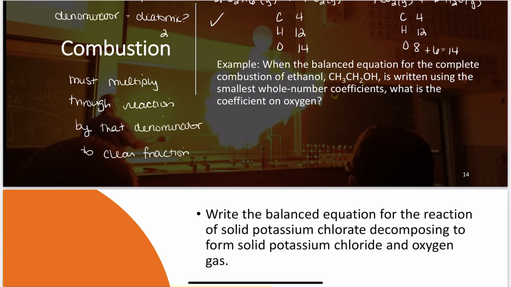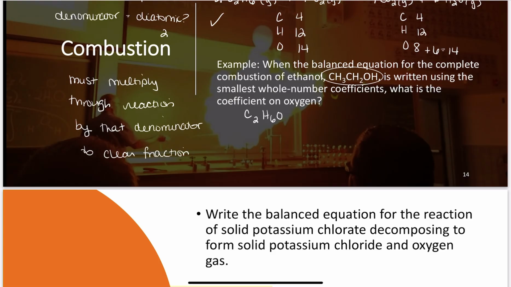When the balanced equation for the complete combustion of ethanol, CH3CH2OH, is written using the smallest whole number coefficients, what is the coefficient on oxygen? I recommend when you're given something like this to put the formula together, meaning put all the carbons together, all the hydrogens together, all the oxygens together, because it's easier to see. It's less likely to forget one. So I've got C2H6O. It's the same thing, it's the same formula.